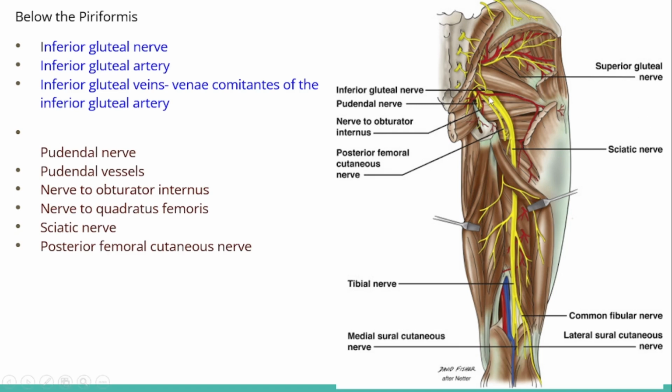Below the piriformis we can see the inferior gluteal nerve, again from the sacral plexus, and the inferior gluteal artery arising from the internal iliac artery. Inferior gluteal veins, again venae comitantes of the inferior gluteal artery, emerge below the piriformis muscle. Pudendal nerve also emerges below the piriformis muscle along with the pudendal vessels. And nerve to obturator internus, nerve to quadratus femoris, sciatic nerve, and posterior cutaneous nerve also emerge beneath the piriformis muscle.